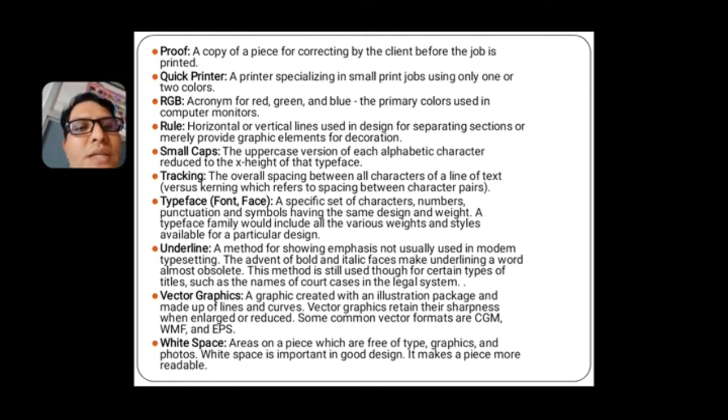And next one is white space, areas on a piece which are free of type, graphics and photos. A white space doesn't consist of any text, graphics or photos, it is a blank space. White space is important in good design. These kinds of white spaces are also required in a good design. It makes a piece more readable. So if you are providing good spaces between word to word, line to line or character to character, it must consist of white space, and white space gives a good design as well as good resolution, and also it is worthwhile for readability.